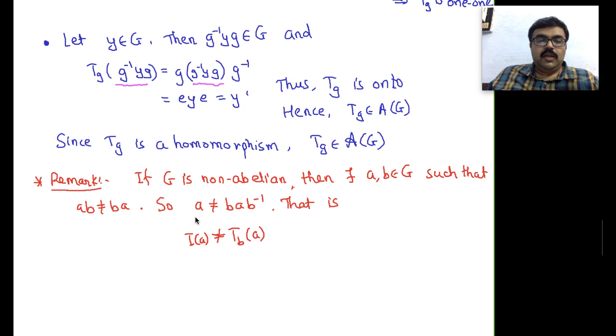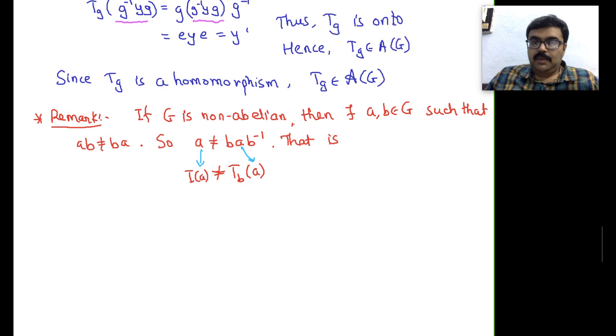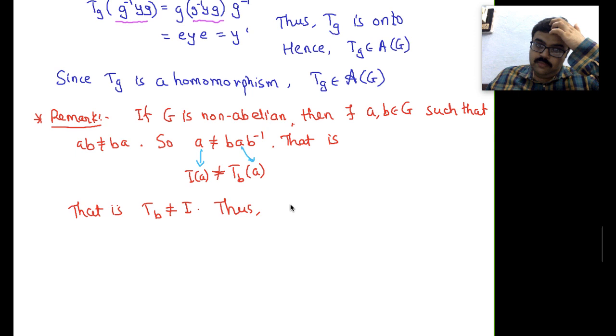So a is identity of a. I can write like this. And what is this? This is nothing but Tb of a. Tg of x is gxg inverse. So Tb of a is bab inverse. So that means this map Tb is not equal to I. So thus, if G is a non-abelian group, then there is a non-trivial automorphism, Tb. Non-trivial means it is not identity. So in case of a non-abelian group, we get this non-trivial automorphism.